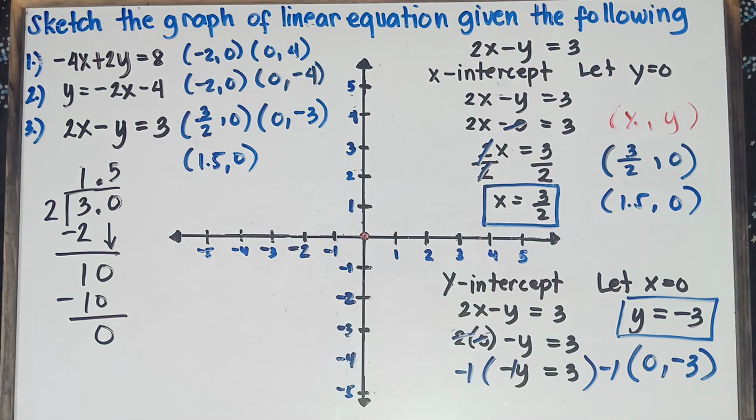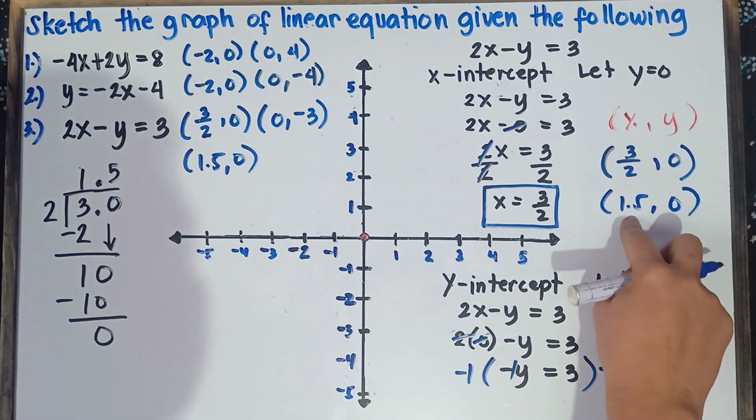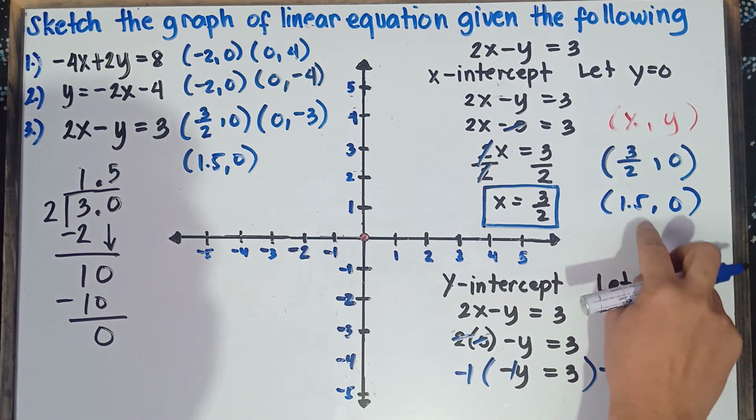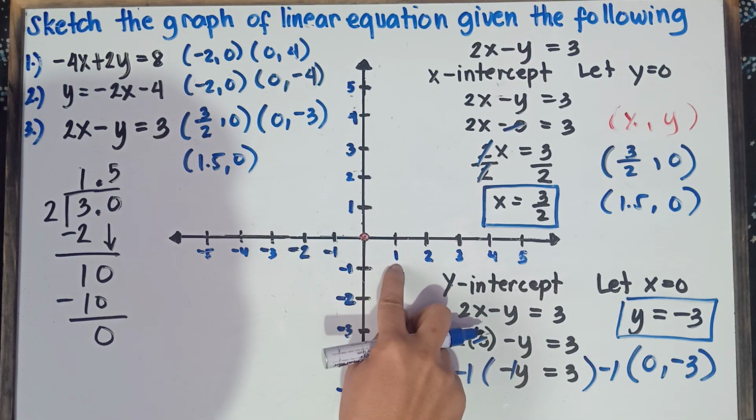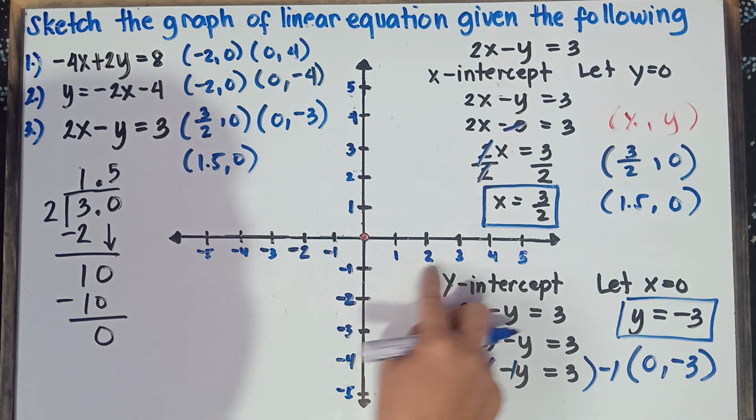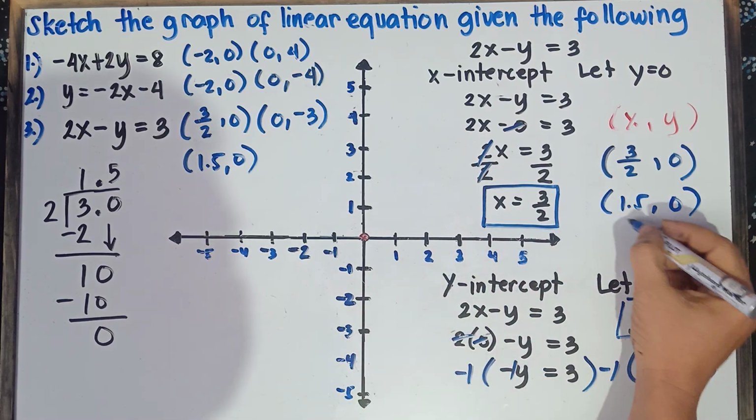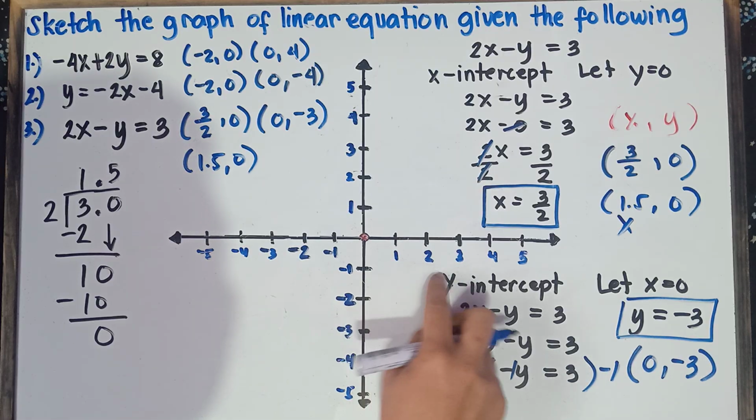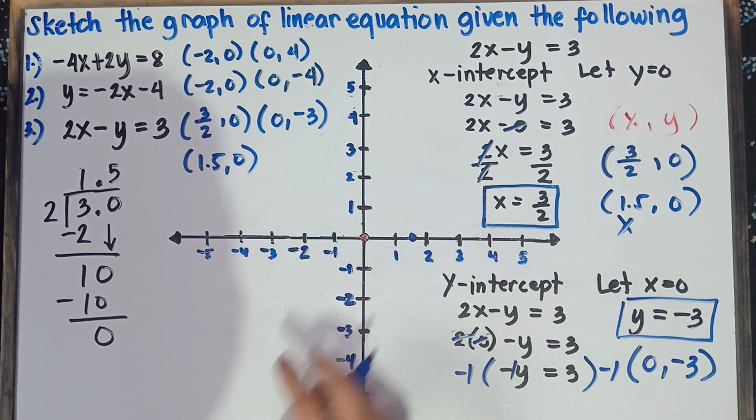Sir, question: why do we need to convert this improper fraction into a decimal? For us to plot this easily, class, because we know where 1.5 is. If this is positive 1 for x, and positive 2 for x, 1.5 is in between 1 and 2. So this one right here is 1.5.